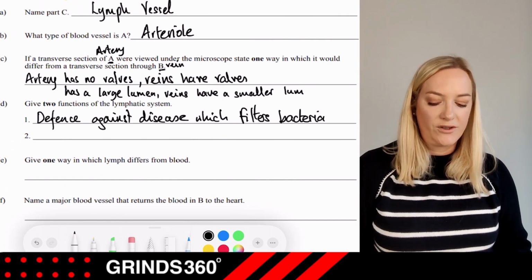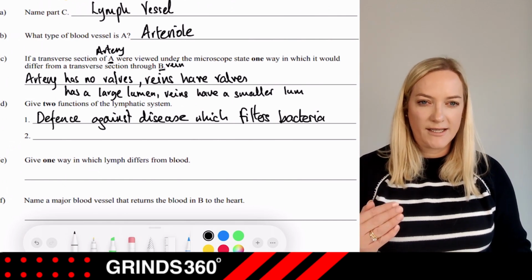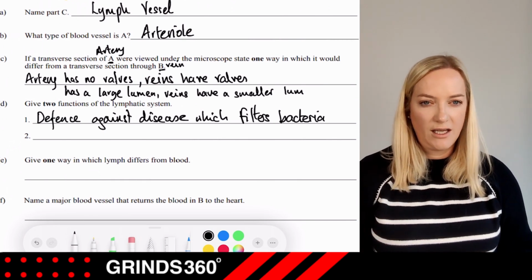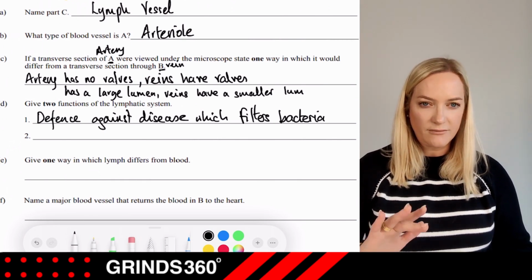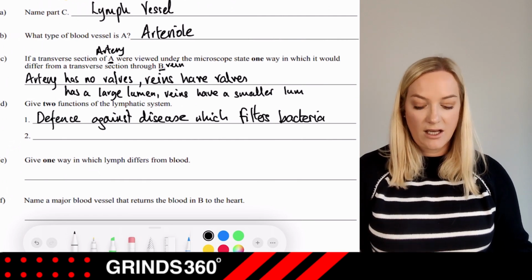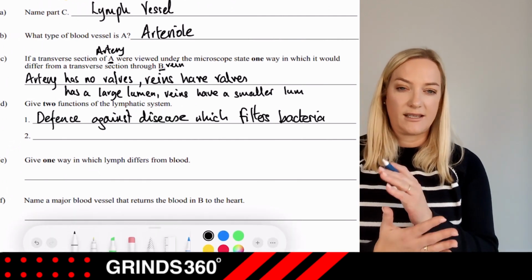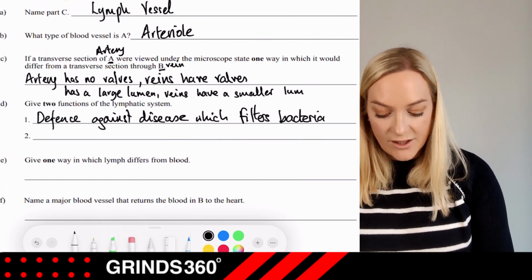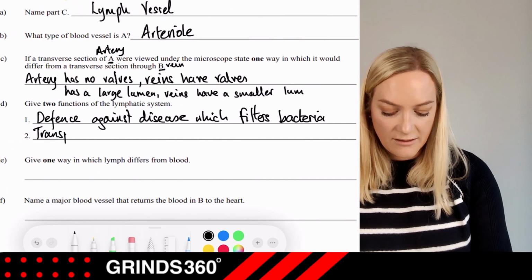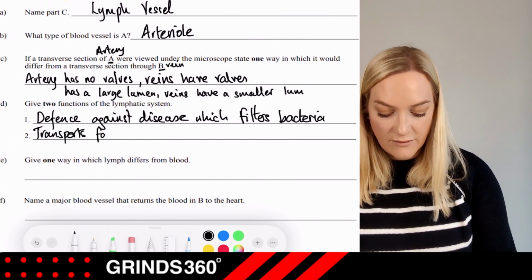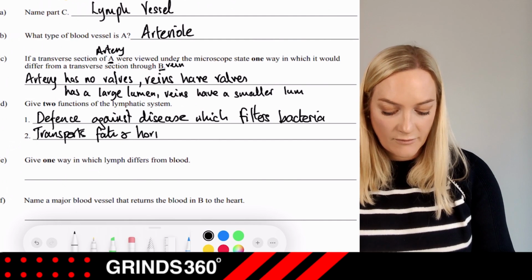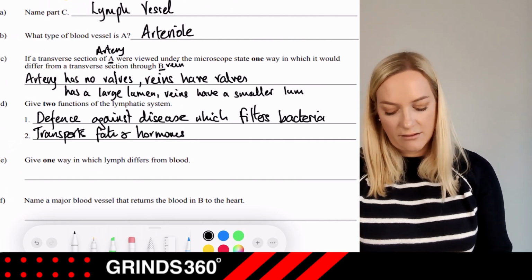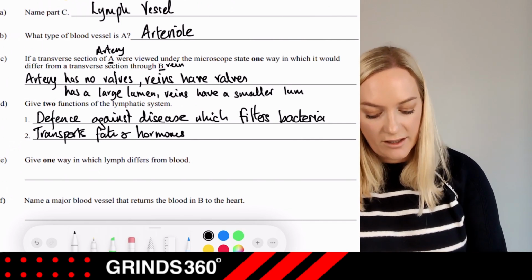Now I know I gave you two functions for defense against disease. Just use one, because we said there's three things that we need to know for the functions of the lymphatic system. It's under maintenance, transport, and defense against disease. So don't use defense against disease twice. Go with the other two functions. So we could say transports fats and hormones. And you could say it maintains a constant level of extracellular fluid. So I'm just going to write that in there as a possible third option here.